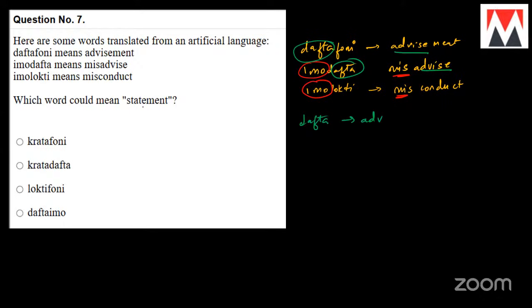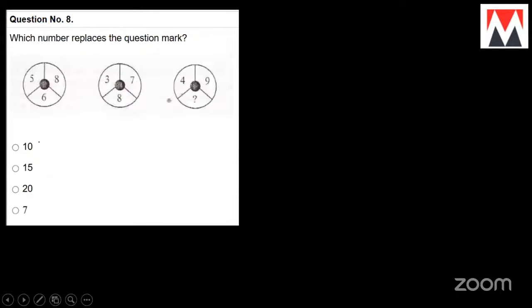So you can eliminate this because the word asked here is statement. If you see the statement, state is something which is not given here. You have meant. Meant is nothing but phony. There are only two words with phony. And you see krata and lokti which is given. Lokti is the one which is called conduct. So you can remove that. So your state is nothing but krata phony. So your answer is this one. Please try this question.